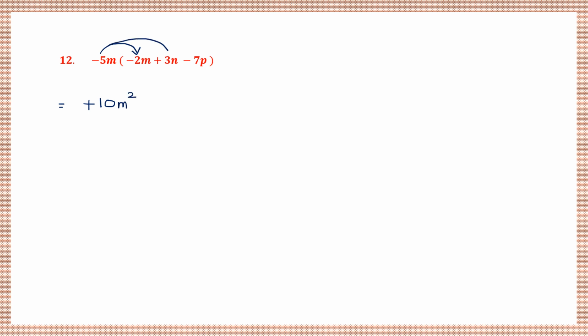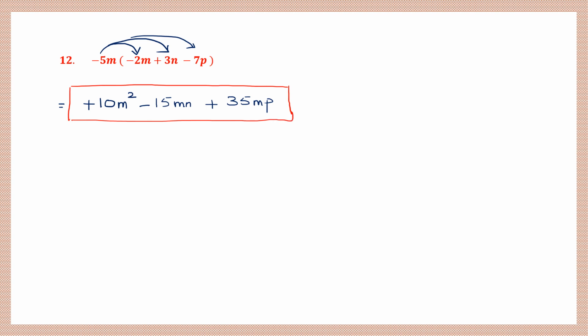Now let's multiply this with this. Minus into plus is minus. 5 3s are 15. M into n is mn. Then we multiply into this. Minus into minus is plus. 5 7s are 35. M into p is mp. Since they're all unlike terms, we can't add or subtract. So this will be a final answer. That is 10m square minus 15mn plus 35mp.